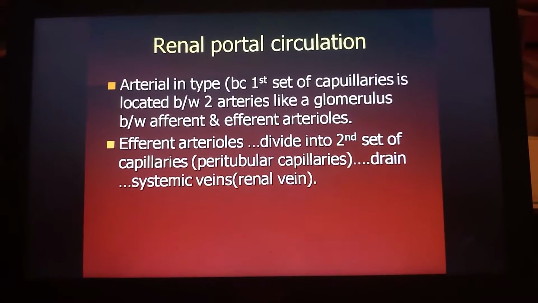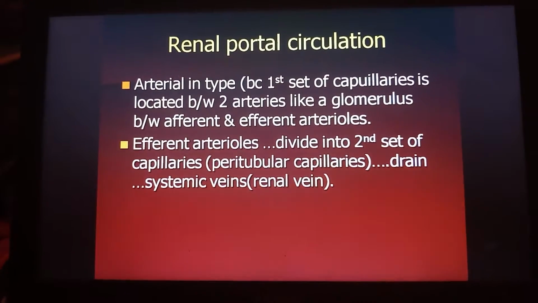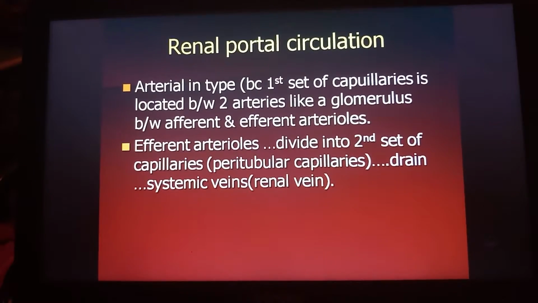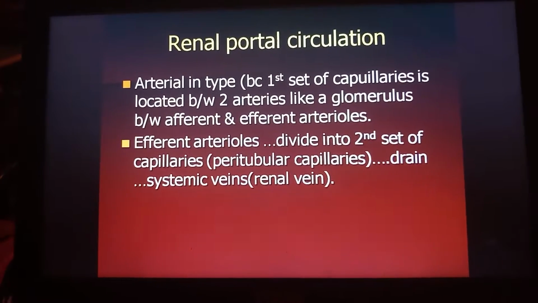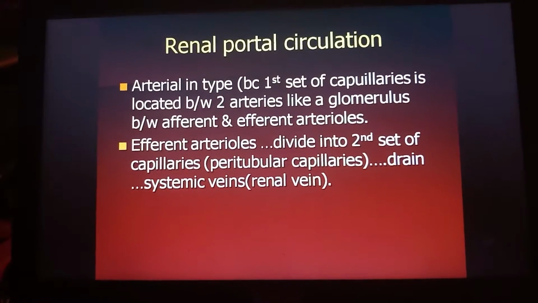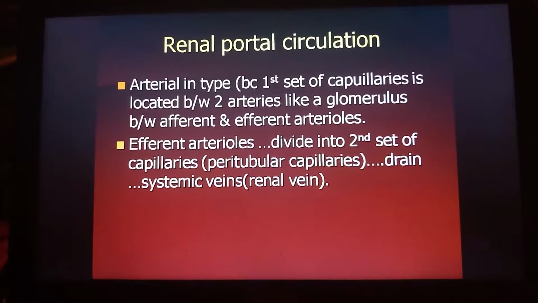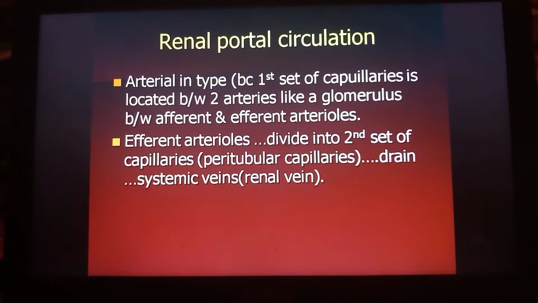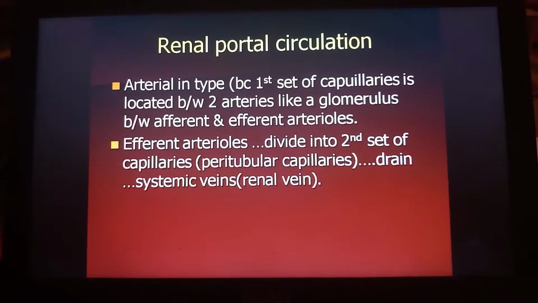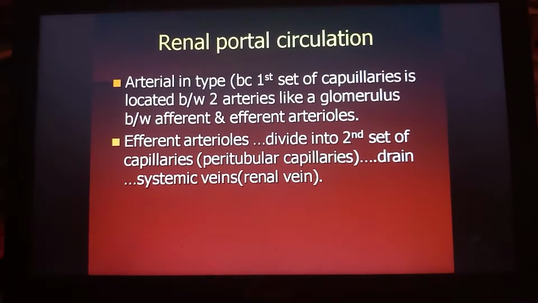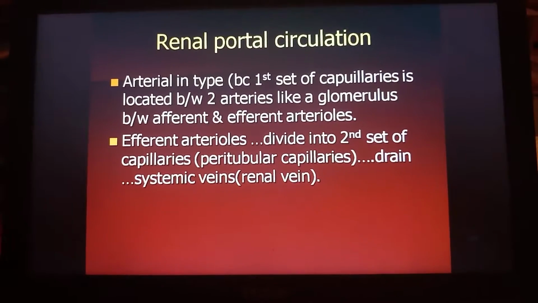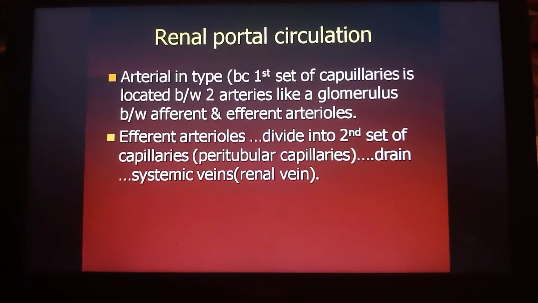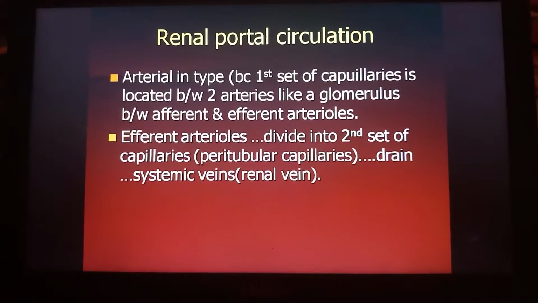Then the next type of portal circulation is renal portal circulation, which is arterial in type, because the first set of capillaries is located between two arteries, like a glomerulus. Glomerulus means a bunch of capillaries. It is between the afferent and the efferent arterioles, from where the efferent arterioles will arise and they will divide into the second set of capillaries, which are known as the peritubular capillaries, and they will drain into the systemic veins, meaning the renal vein.